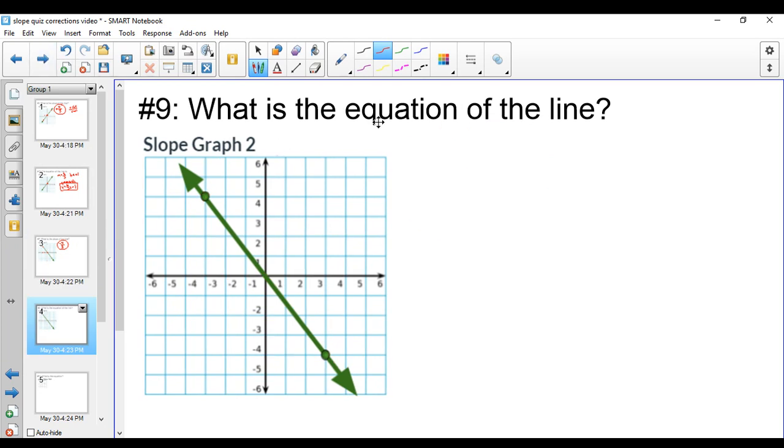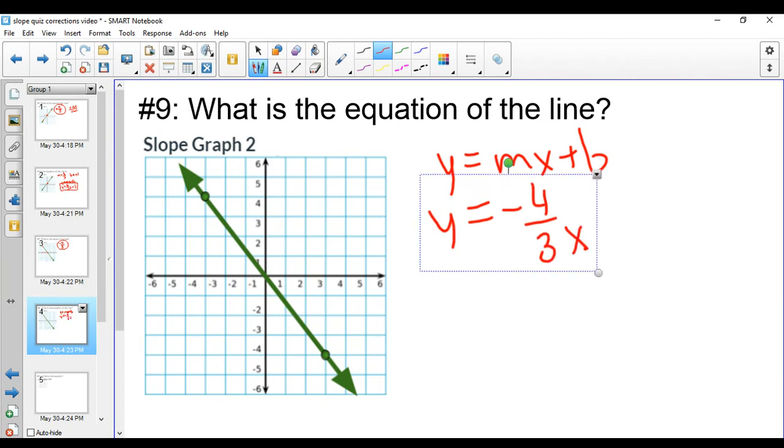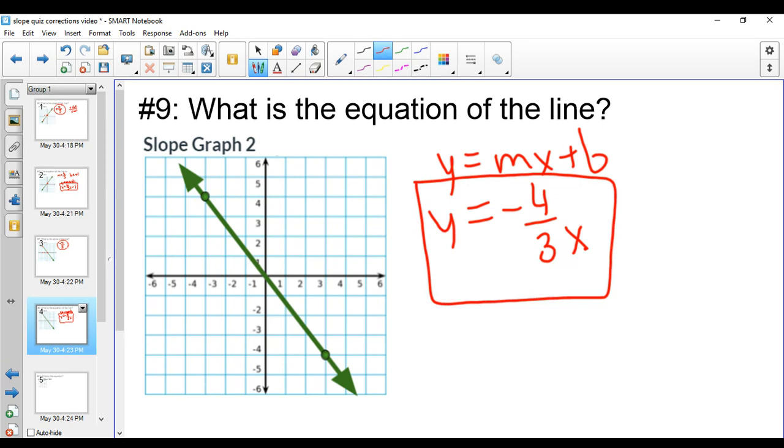Okay, number 9 goes along with number 7. It asks for the equation of the line. So if we're using the format y equals mx plus b, we just determined that our slope was negative 4/3. Okay, now the y-intercept. So this line crosses the y-axis at 0. So there is no y-intercept. Well, I guess technically there is, but it's 0. So you could put something like y equals negative 4/3 x plus 0, but I don't really need that 0 there. So I can just leave it off, and this would be the simplest format for your final answer.